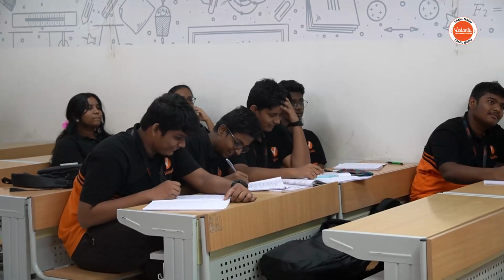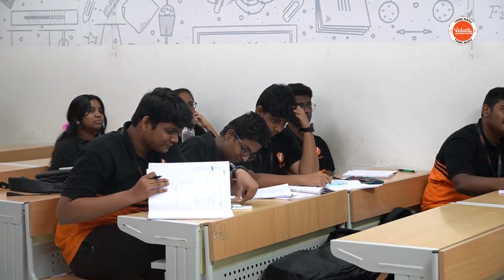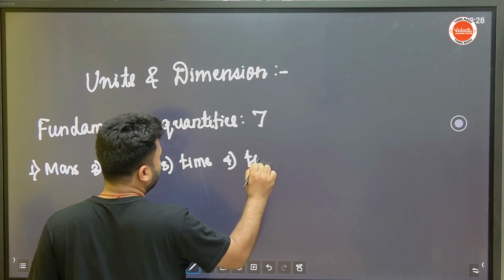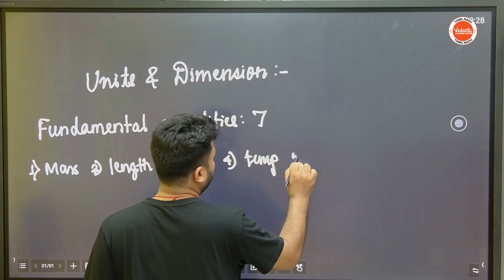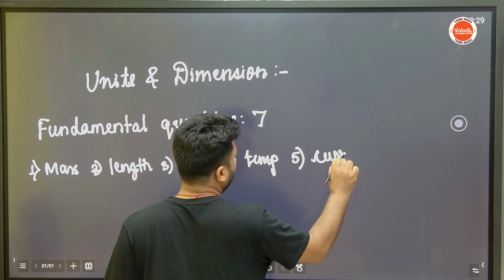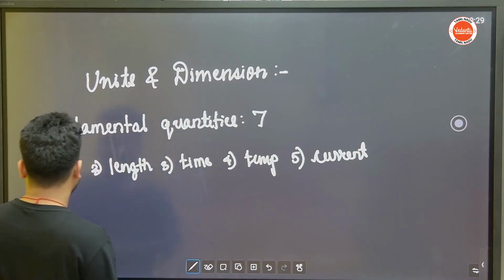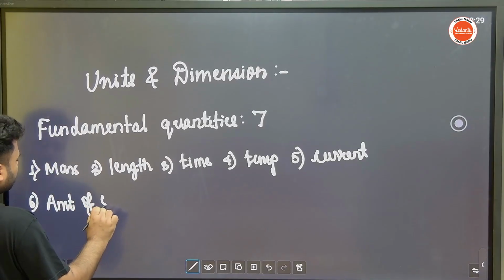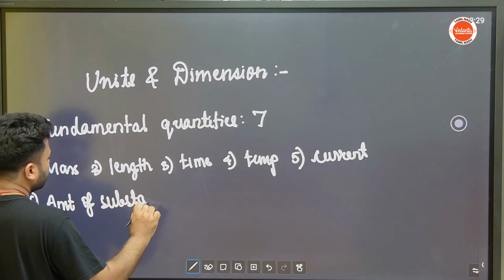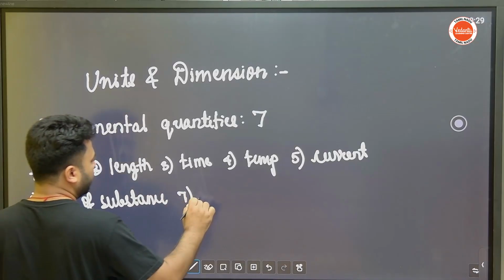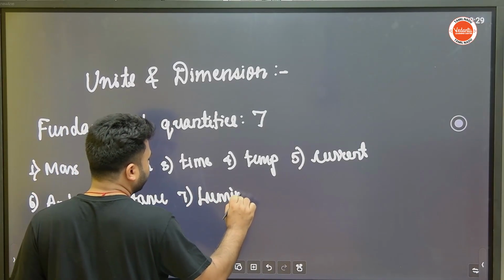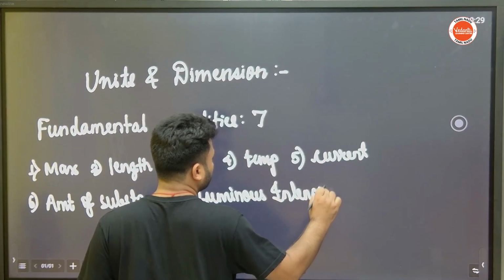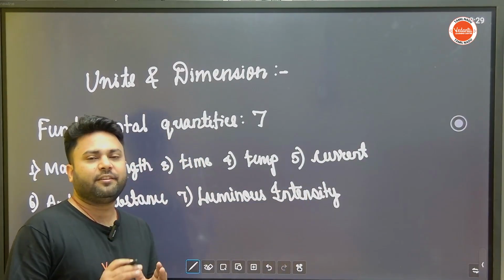length, time, temperature, current, amount of substance, and seventh, luminous intensity. Now these are the 7 fundamental quantities.